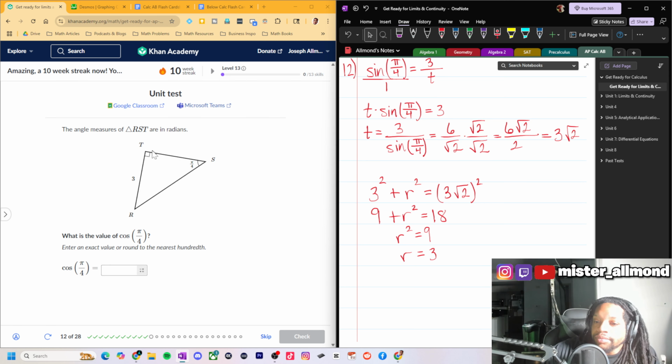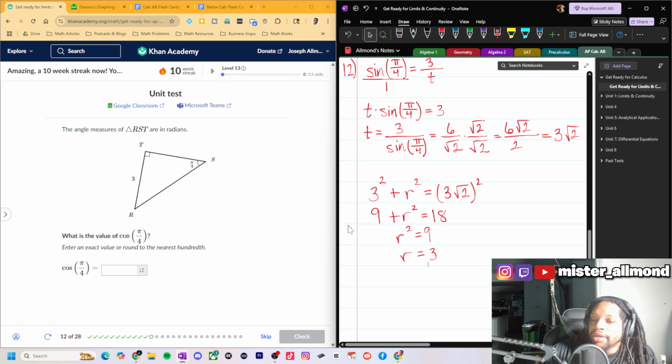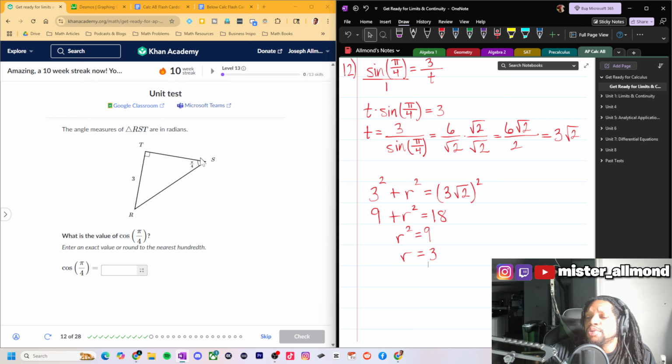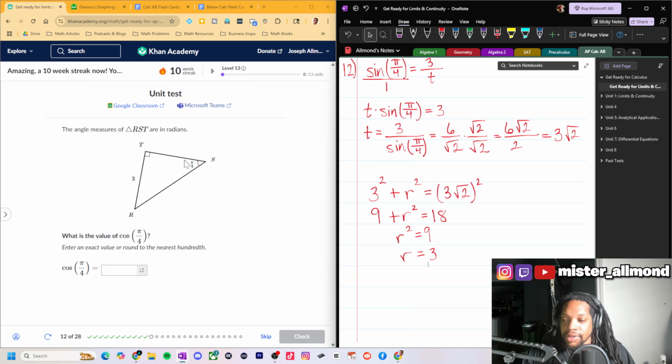Okay, so I'm glad we did that, because after getting that answer, I shouldn't be too surprised. Pi over 4, we should know that's 45 degrees, which makes this a 45 degree triangle, which means our legs are the same, making it a what? Right isosceles triangle. Just throwing out some reminders there.